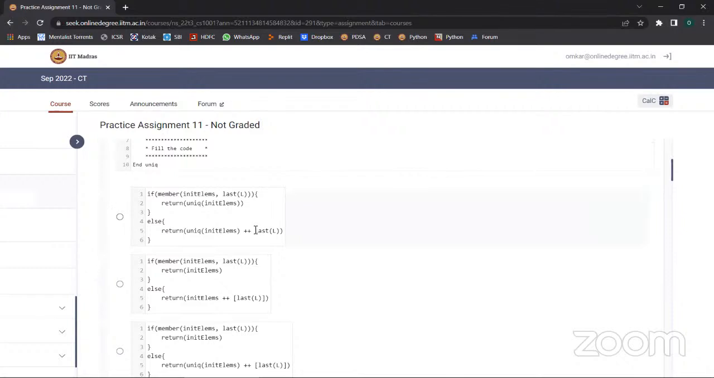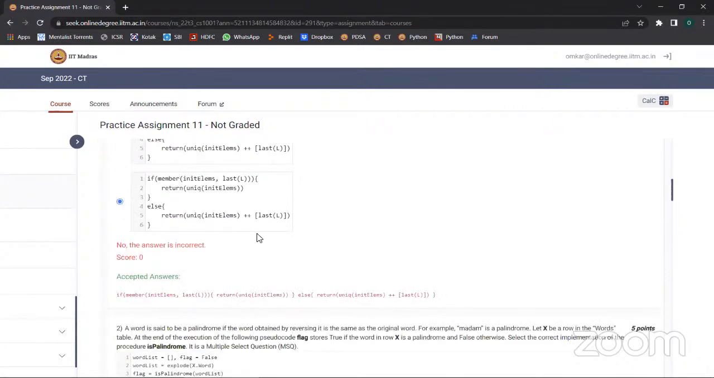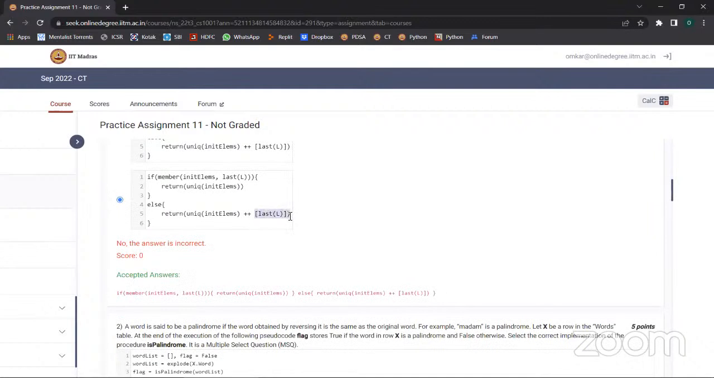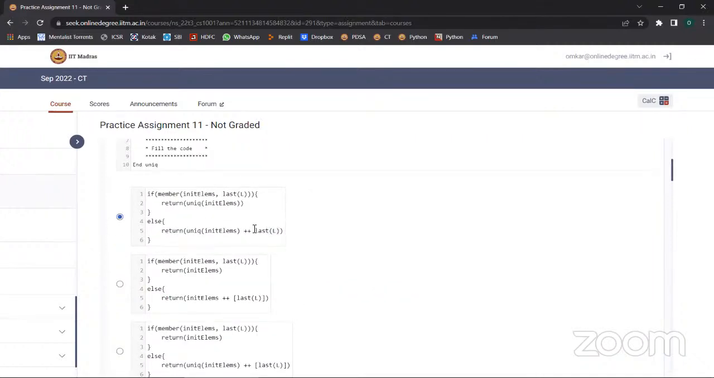Okay, the difference is that in this last part it is just an element, and it's putting it in a list of, which is correct because for the plus operator both operands are supposed to be lists. Whereas this is incorrect because this last of L is not a list. Okay, sir. Got it.